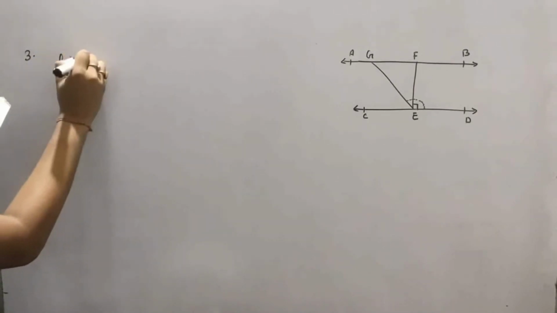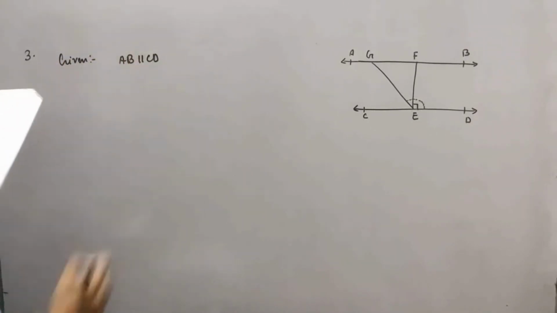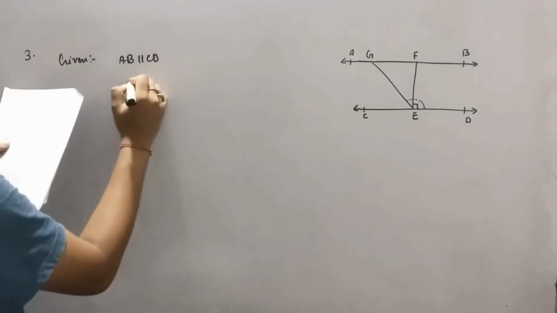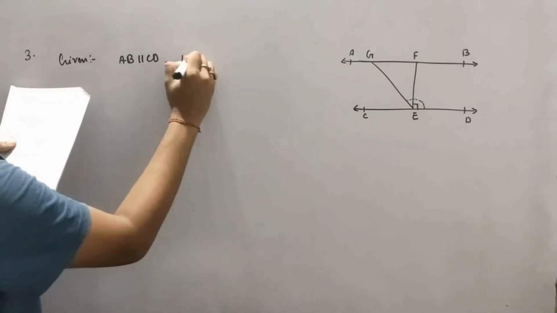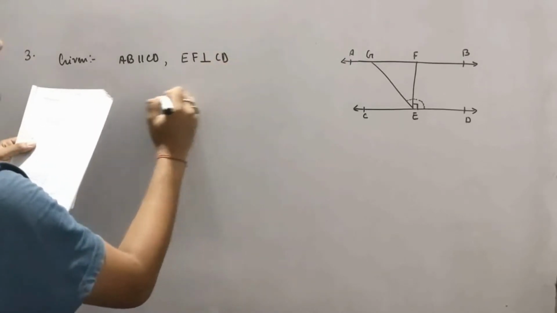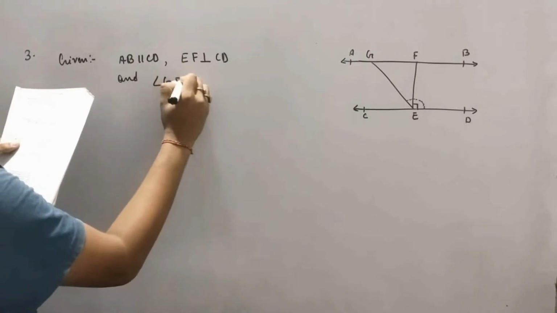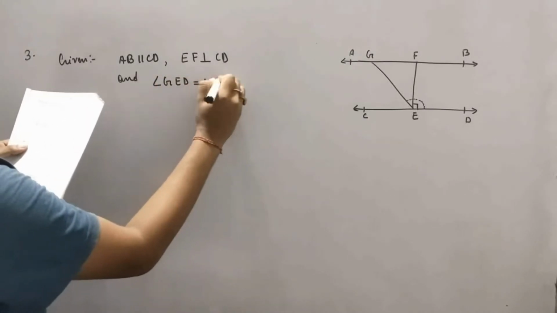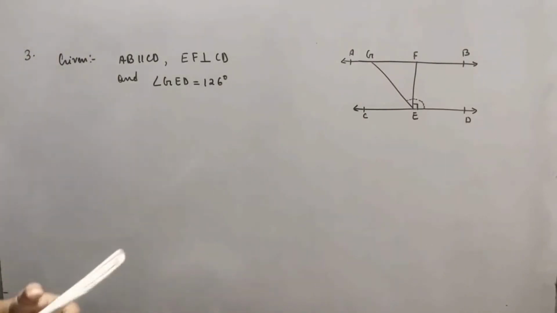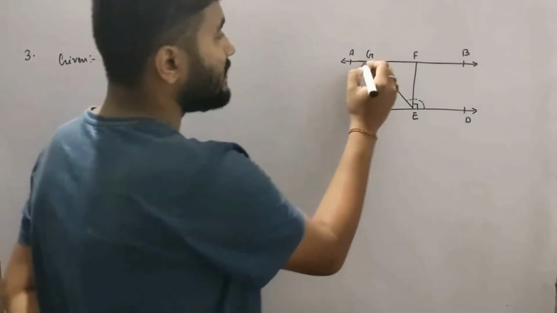Given AB is parallel to CD, and what is given, comma, EF is perpendicular to CD, and angle GED will be equal to what? 126 degrees. Okay. So these are given in our question. Now we have to find what? At first, angle AGE. Which one is angle AGE?